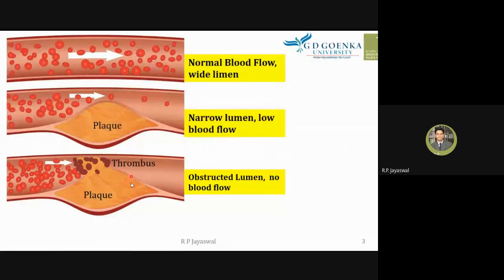And this lumen is narrow because of the plaque formation. The plaque formation causes the lumen of the artery to become narrow. And in the third image we can see that there is a thrombus, right, which has been formed.